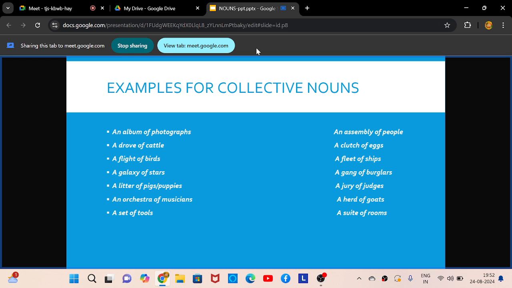Yes, Shani, now you can read the list on the right side. Okay, ma'am. An assembly of people, a clutch of eggs, a fleet of ships, a gang of burglars, a jury of judges, a herd of goats, a suit of rooms. Very good.